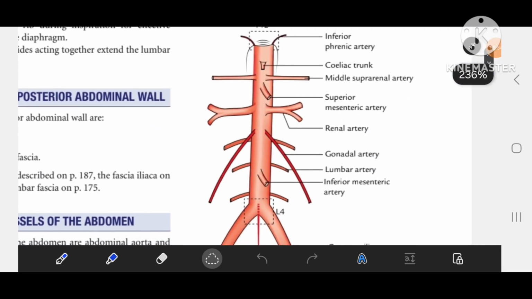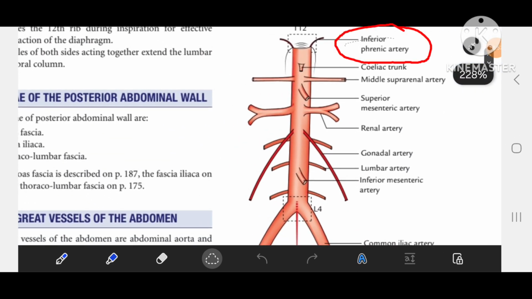You see the lateral arteries. See, this is inferior phrenic artery, this is middle suprarenal artery, this is renal artery, and this is gonadal artery, that means ovarian or testicular artery.